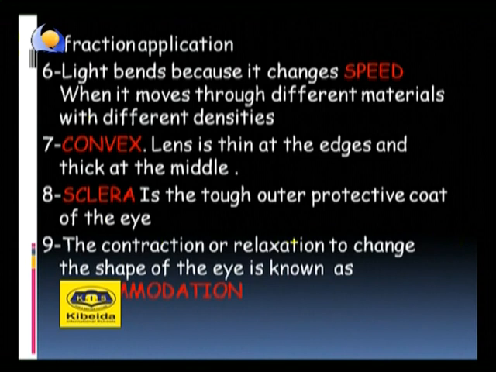Number nine, the contraction or relaxation to change the shape of the eye lens is known as accommodation. The eye lens needs to control the amount of light by contraction and relaxation. When the eye starts to control the amount of light that enters the eye through these two processes, this is what we call accommodation.